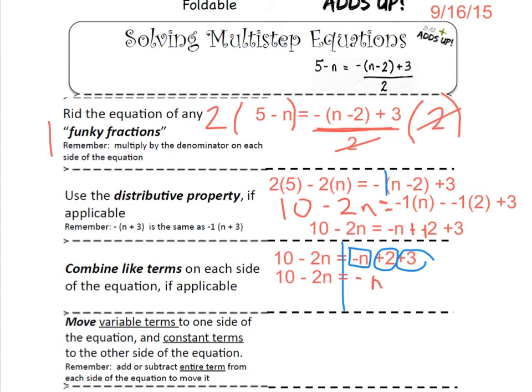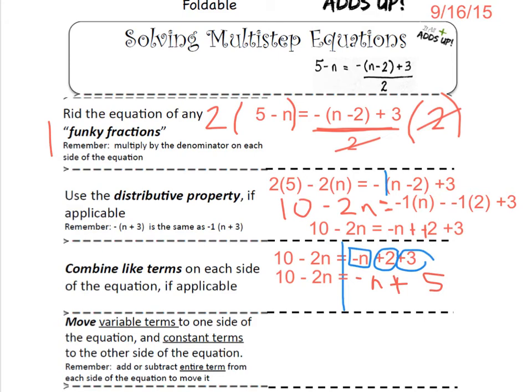And then I have plus 2 plus 3, so together that gives us negative n plus 5. Okay, so I have 10 minus 2n equals negative n plus 5. And there's nothing we can do. We've combined, on both sides of the equation, all the like terms that we can combine.